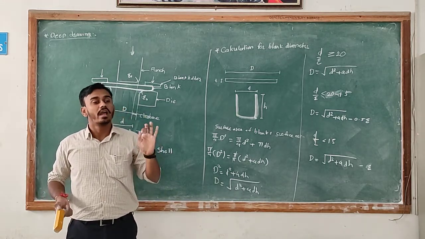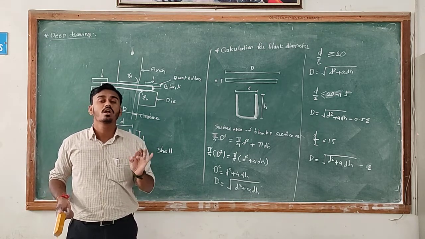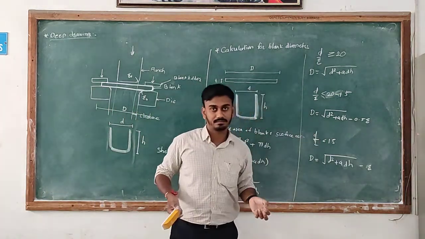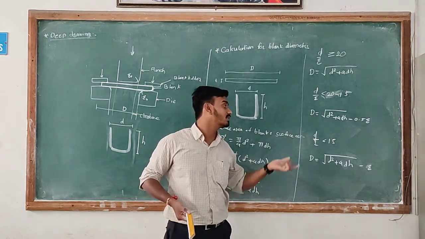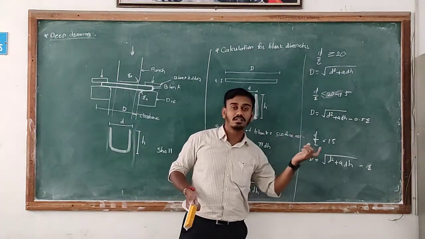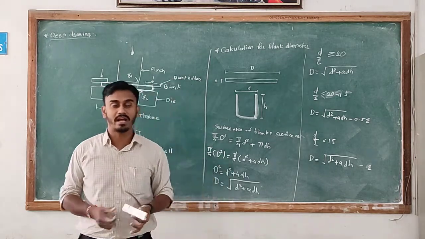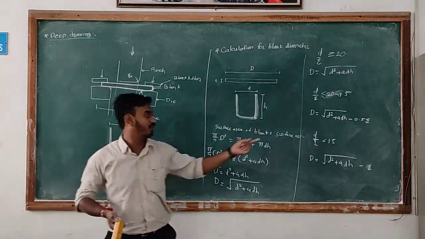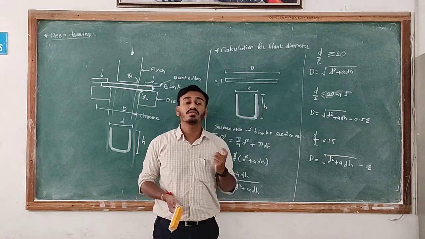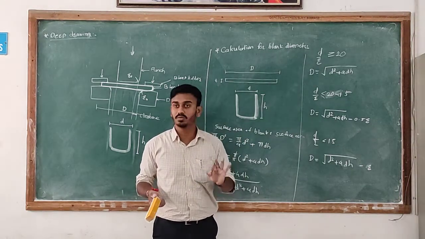But remember that for every 25 mm diameter, a 3 mm trimming allowance is provided. As per book, its value may change, but remember that trimming allowance is 3 mm per 25 mm diameter. Suppose this capital D is 50 mm, then trimming allowance is 3 mm.